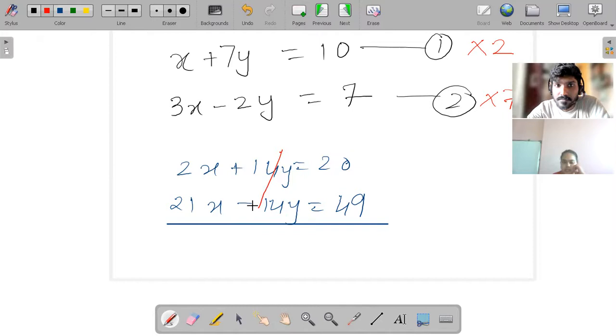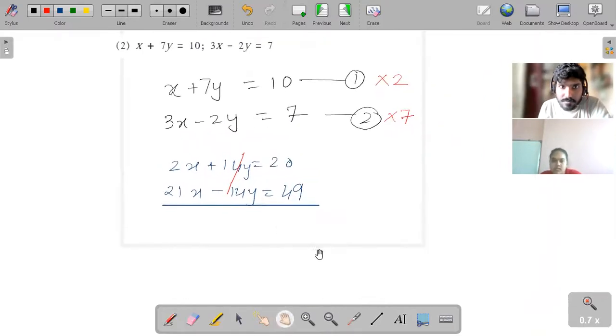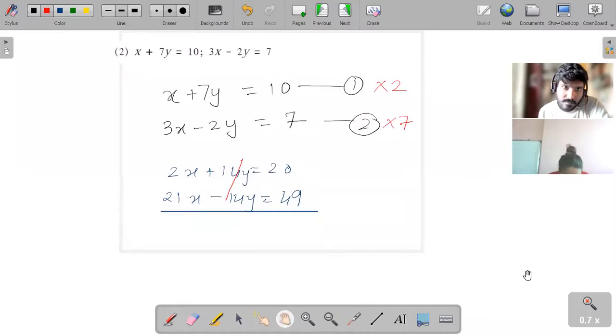Won't it be? Yes, I think, yes. Okay, so will you be able to do it now? Now do it and tell me the final answer. Okay, but before that, here you have to write, multiplying equation 1 with 2 and then multiplying equation 2 with 7. Write it in words, okay?